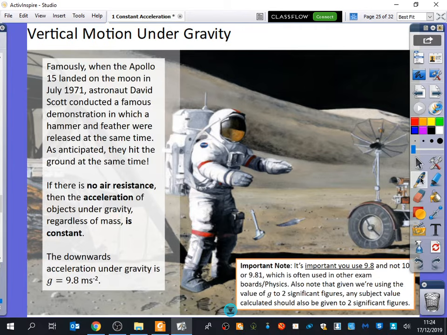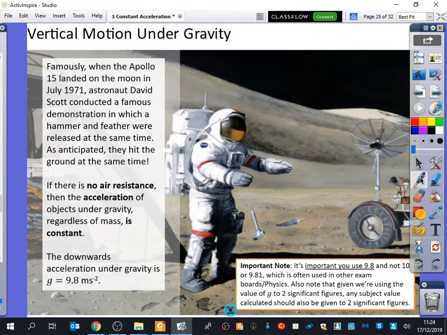We also saw in that video how it took longer for them to fall on the moon than it would do on Earth. And I said that's because the gravity on the moon is about a sixth, I think, of what the gravity is on Earth. So I've said here, if there is no air resistance, then the acceleration of objects under gravity, regardless of mass, is constant. Great. Constant acceleration means we can use these suvat formulae that we have here.